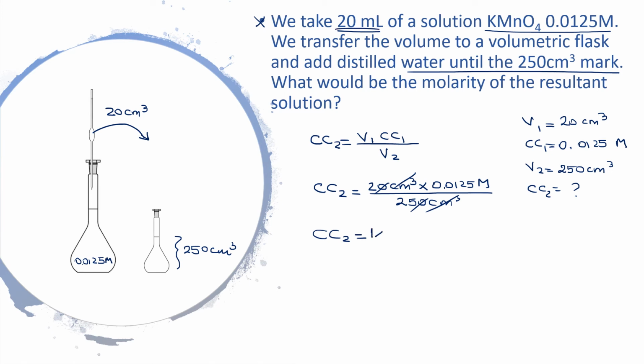I have two significant digits here, so I can put 1.0 because it's 1 exactly. So 1.0, two significant digits, times 10 to the negative 3 molar.